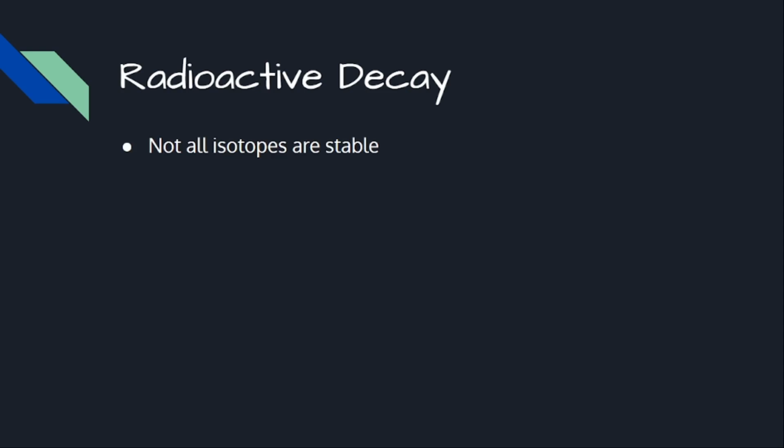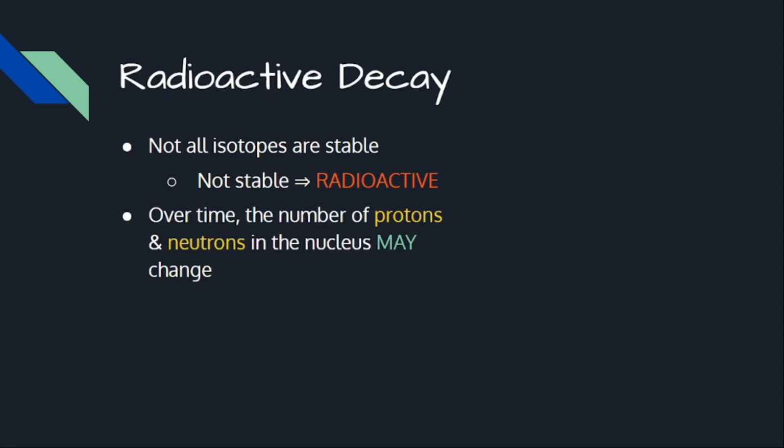So remember, I said that not all isotopes are stable. What that means is that sometimes those nuclei will fall apart. This is what we call radioactive. When the isotopes are not stable, they fall apart. Over time, the number of protons and the number of neutrons may change.